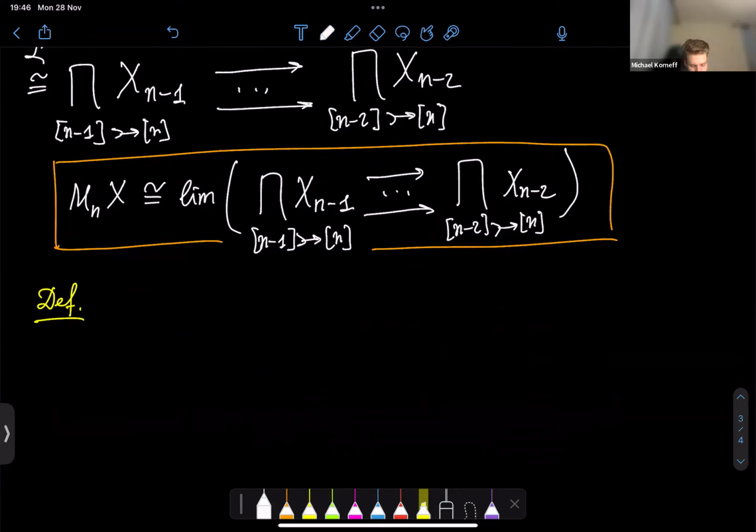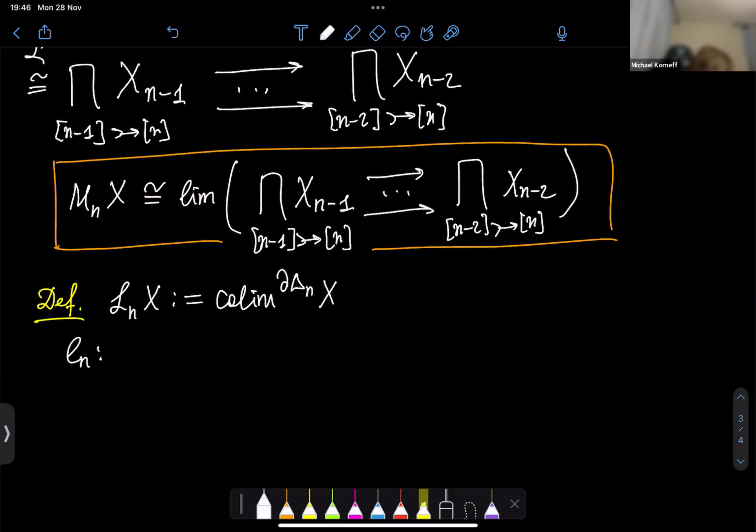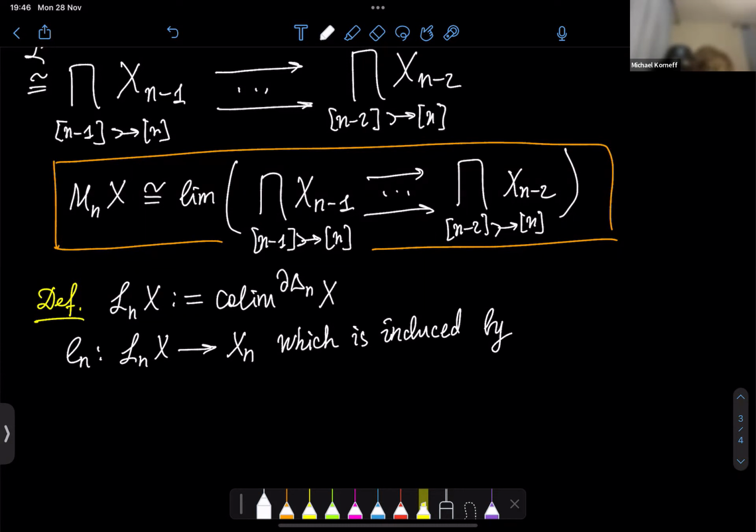In the simplicial model category setting, we say that the nth latching object is a colimit with the following weight over X, and we have a latching map from the latching object to Xn, which is induced by the map of weights.